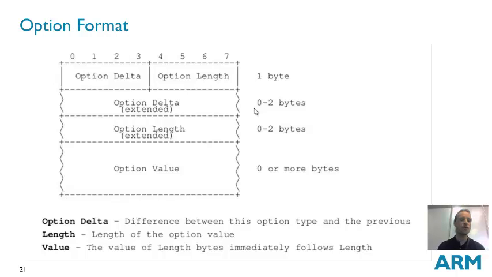So the option format shown here deals with what we call deltas. Those are the differences between this option type and the next. And the length, and then the number of bytes in the option. And each option has its own meaning, and those are defined in the CoAP specification, and there's a registry for defining new options. So new options can be defined without actually changing the protocol specification.